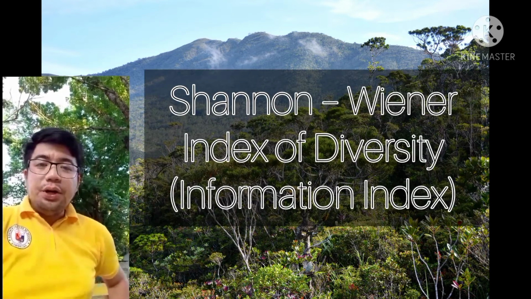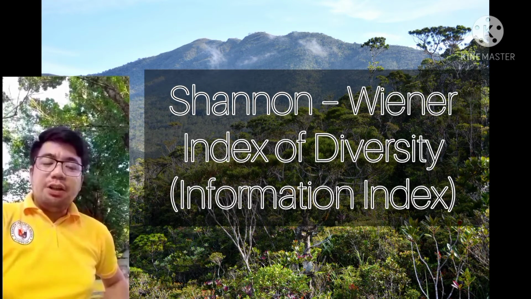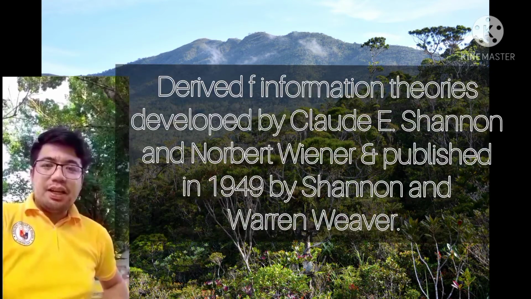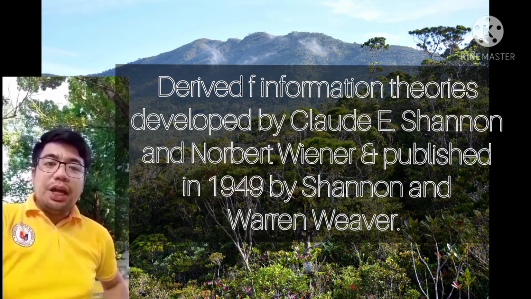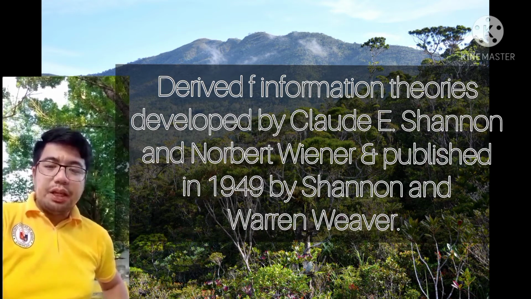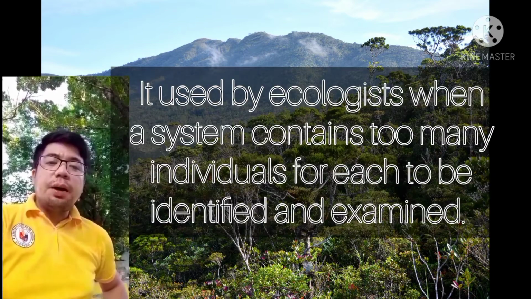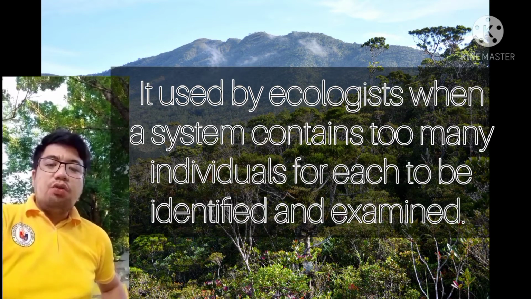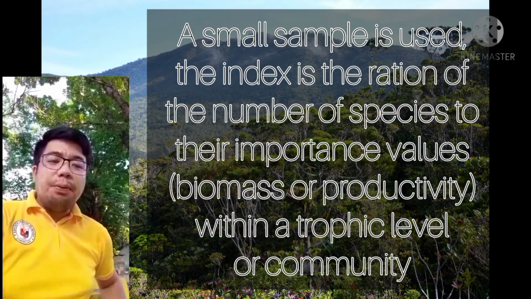The Shannon-Wiener Index of Diversity, also known as the Information Index, is derived from the theories developed by Claude A. Shannon and Norbert Wiener and published in 1949 by Shannon and Warren Weaver. It is used by ecologists when a system contains too many individuals for each to be identified and examined. A small sample is used.